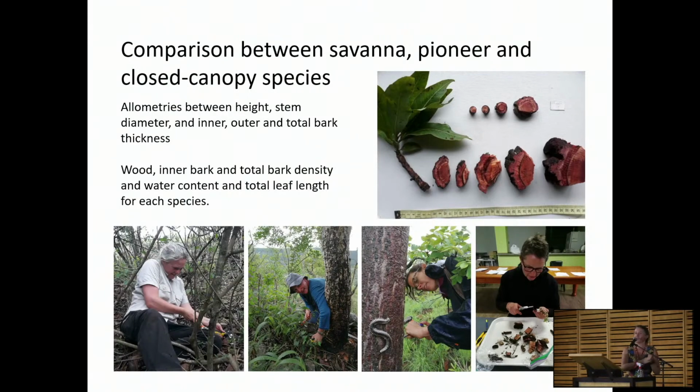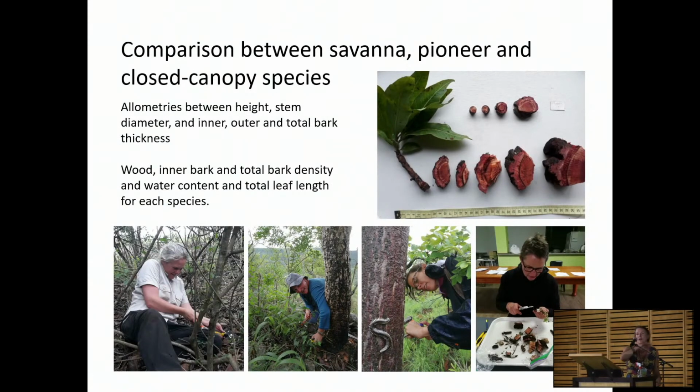We picked 9 species from each site. Savanna species were those that were found to establish on their own in the grassy matrix. Pioneers were those that recruited predominantly under established trees but within the grass, and the closed canopy ones were the ones that we found recruiting in the closed canopy. And we got busy with the saw, hammer, and chisel, and we measured height and stem diameter and then the thickness of inner and outer bark.